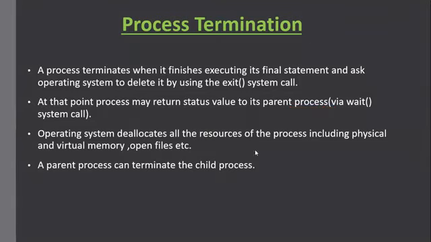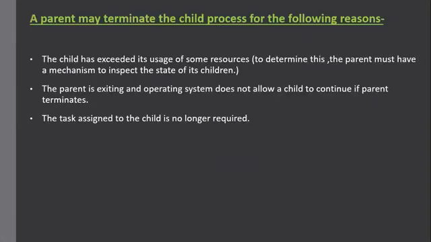Now a process can terminate a child process, but any process cannot terminate any other process. It can terminate another process only if it is a parent of that process. Now, a parent may terminate the child process for the following reason. Suppose the child has exceeded the usage of some resources. So in that case, the parent may terminate the child process. And for determining this, the parent must have some mechanism so that it can know that the child has exceeded the limit of using these resources.